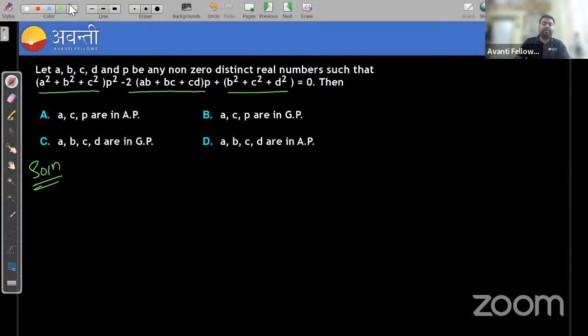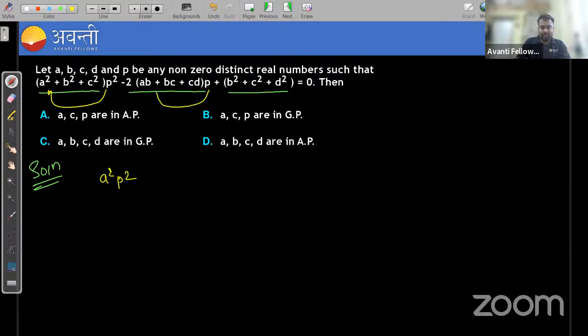In the solution, it is given that A square plus B square plus C square. Just multiply all the brackets. What I'm doing is multiplying the first term of each bracket and writing it in one place. I'm multiplying P square with A square, that is A square P square.